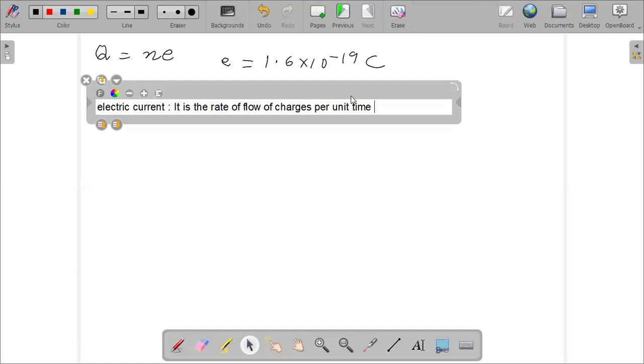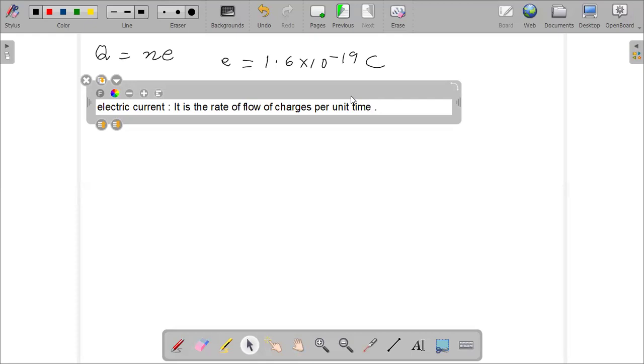So as current means anything which is flowing, anything which is moving. Like we can call water current, air current. Water current is the movement of water, how fast water is moving. That we call as the water current. How fast air is moving, that we call as air current. In the same way, you have electric current. So electric current, it is the rate of flow of charges per unit time.